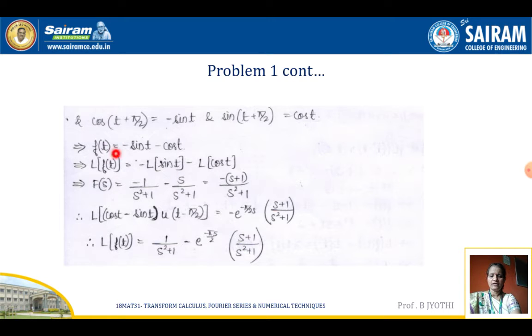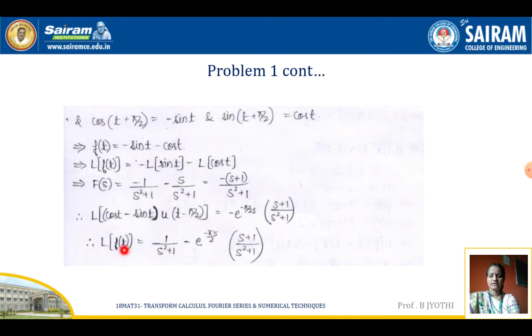And L of that will be minus L of sin t and minus L of cos t. We know that the Laplace transform of sin t is 1 upon s squared plus 1, and the Laplace transform of cos t is s upon s squared plus 1. Taking the LCM as s squared plus 1, we get minus of s plus 1 divided by s squared plus 1. Therefore, the Laplace transform of cos t minus sin t into u of t minus pi by 2 is given by e power minus pi by 2 s into s plus 1 divided by s squared plus 1.